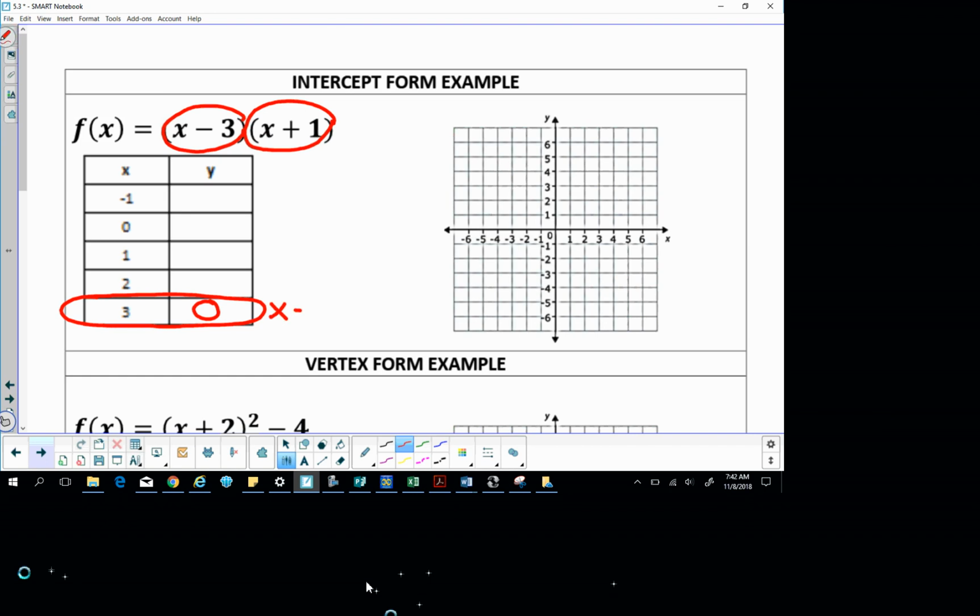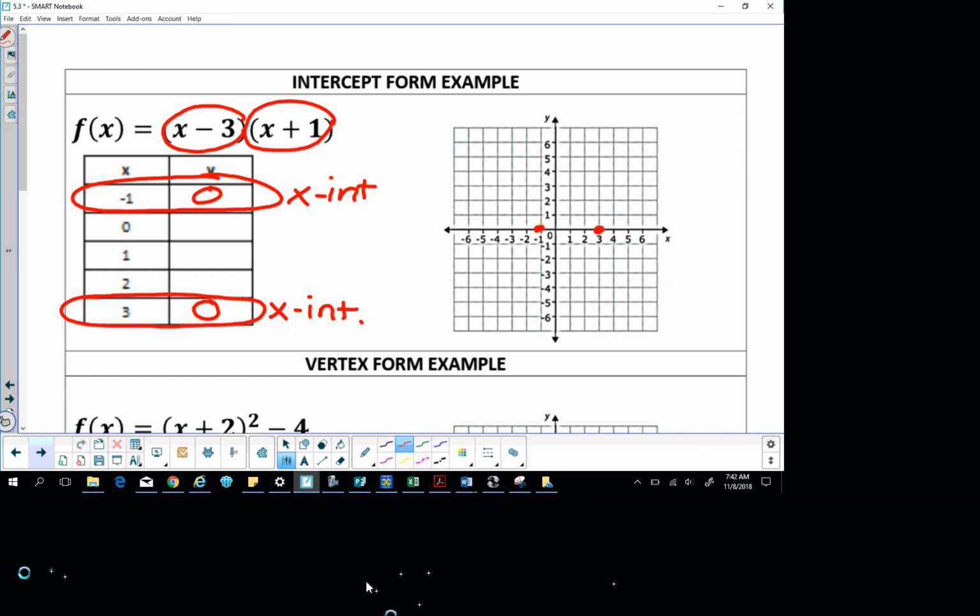I know that's one of my x-intercepts. What's the opposite of 1? -1. So we know that's another x-intercept. So you see, obviously, the y of an x-intercept is always 0. So I'm going to go here and put -1 and 3 because I know those are my two x-intercepts.